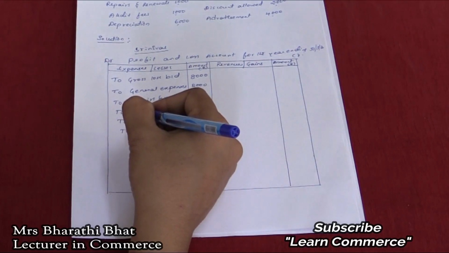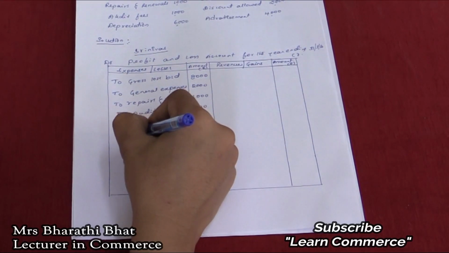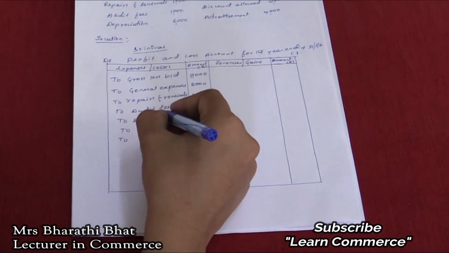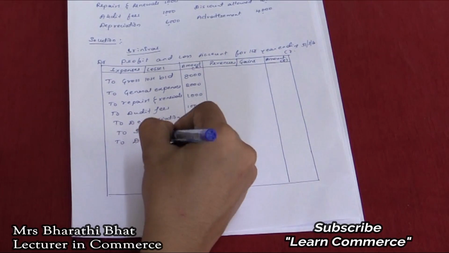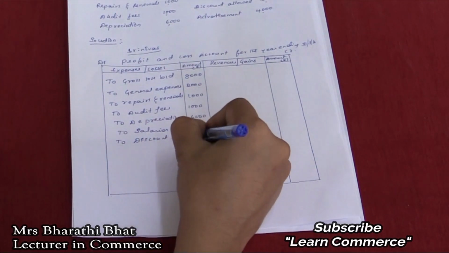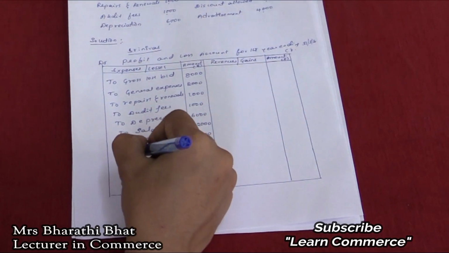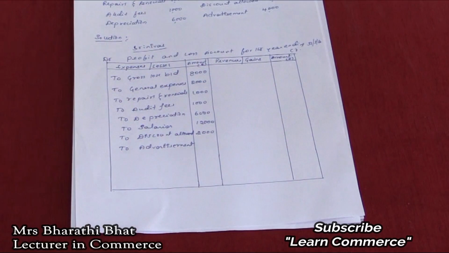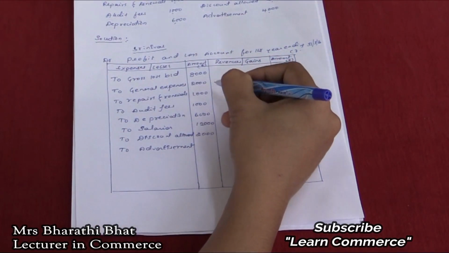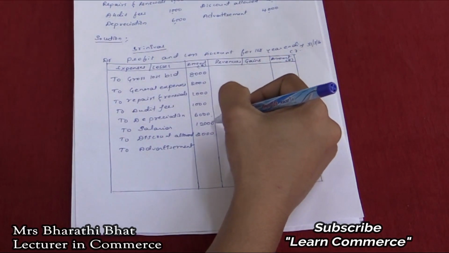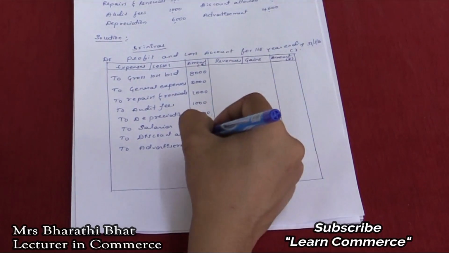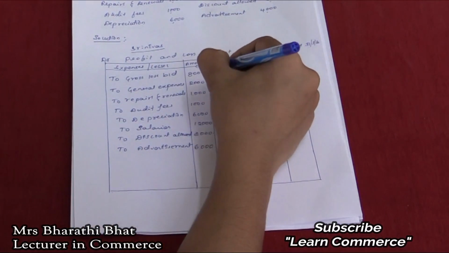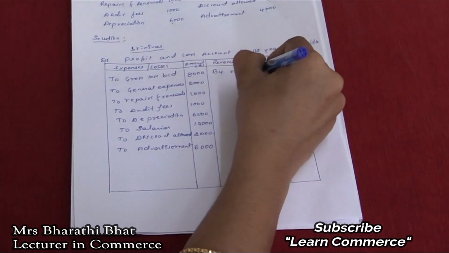Next, to salaries, 12,000. To discount allowed, 2,000. And the next one, to advertisement. Count the transactions: 1, 2, 3, 4, 5, 6, 7 and 8. Eight items. Come to the credit side, by rent received, this is the income, right?